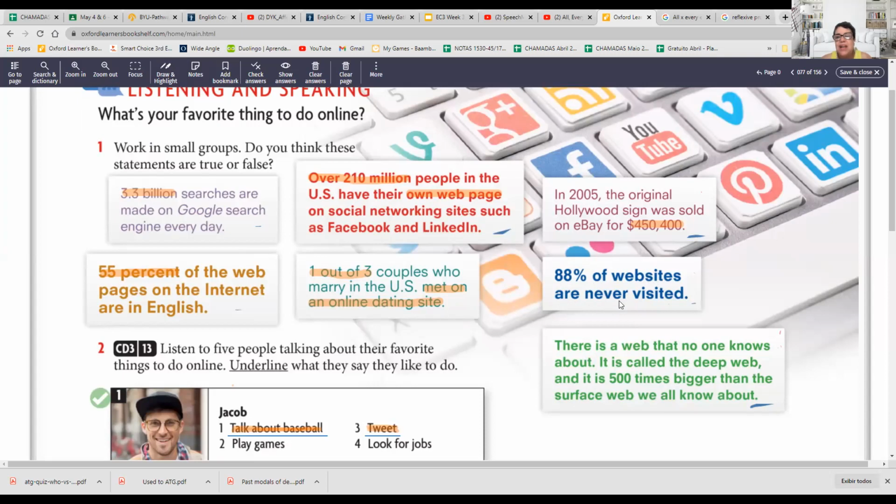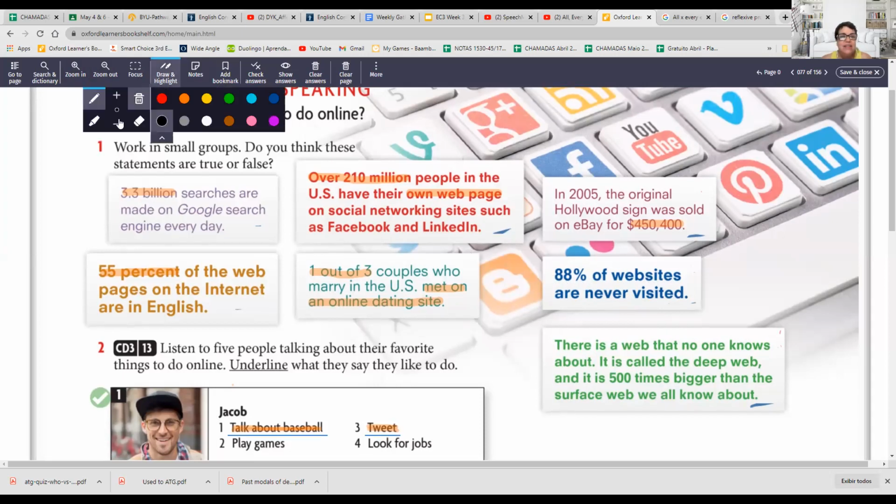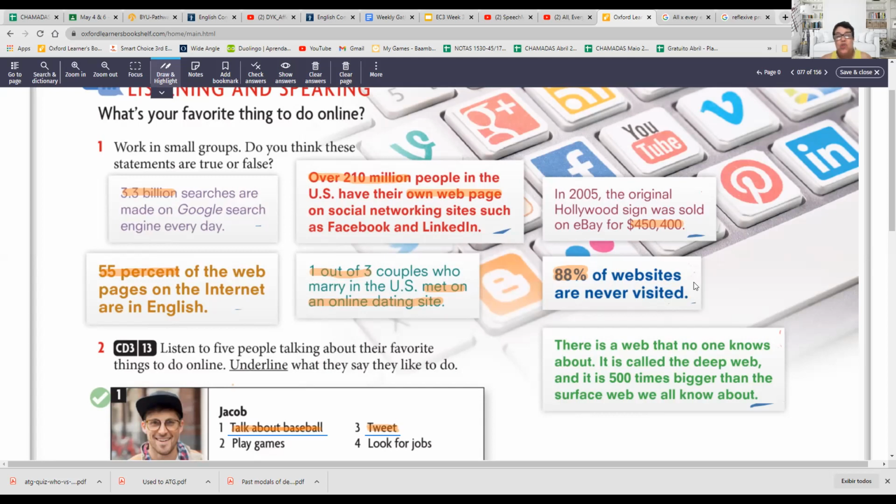88% of websites are never visited. Wow, that's shocking. They exist, but people never visit these sites. So that means people actually visit about 12 sites. Wow. 88%, 12%, not 12 sites. Correcting myself here. 12% of the websites are visited. 12%. 88%, they are not visited. Yeah, you think it's possible.